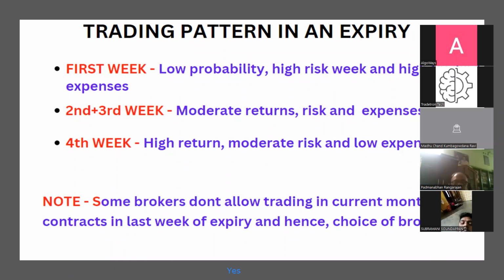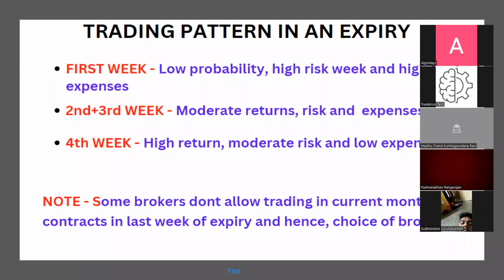Risk is high and the expenses also are high. Expenses means your brokerage plus your CTT and other taxes, government levies. When I say high, if we consider zero brokerage, this is around 300 to 350 rupees per counter. It means if you sell a straddle and cover that, you will end up giving away to the exchange and the government around 300 to 350 rupees.